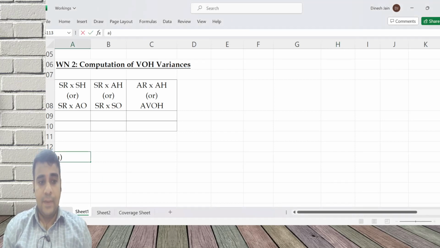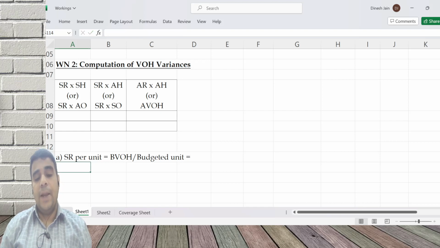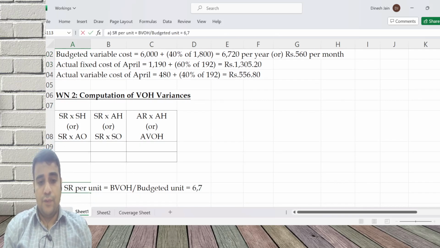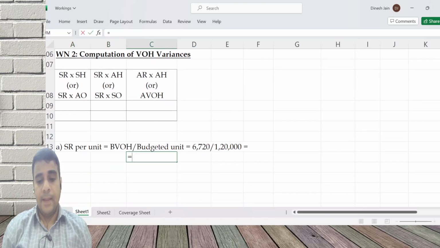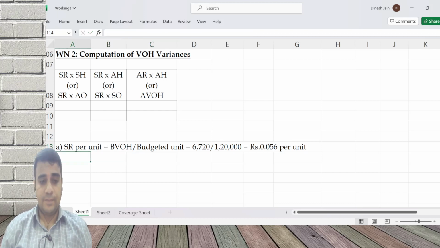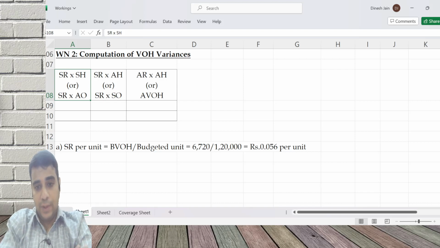So point number A, SR per unit is equal to budgeted variable overheads by budgeted units. 6720 for a year divided by 1,20,000 for a year. That is 0.056 per unit.